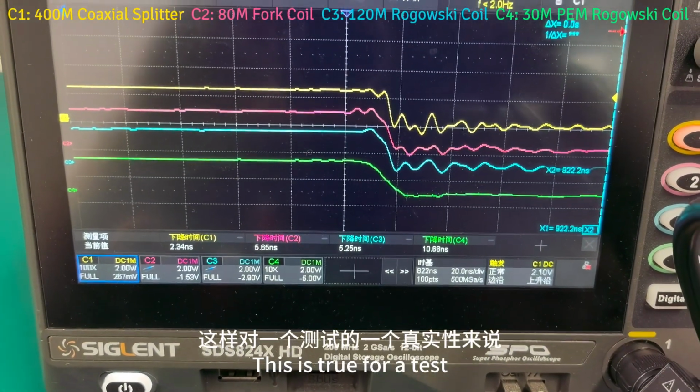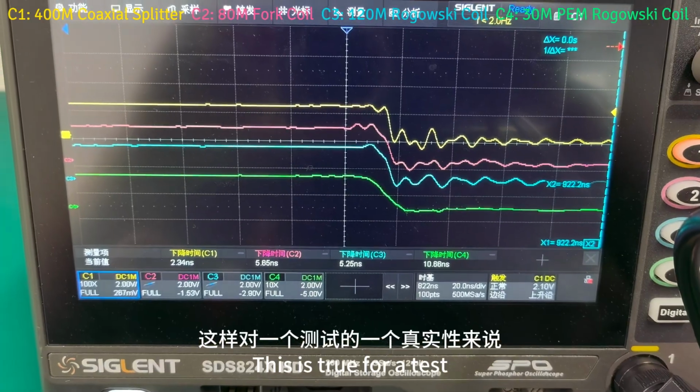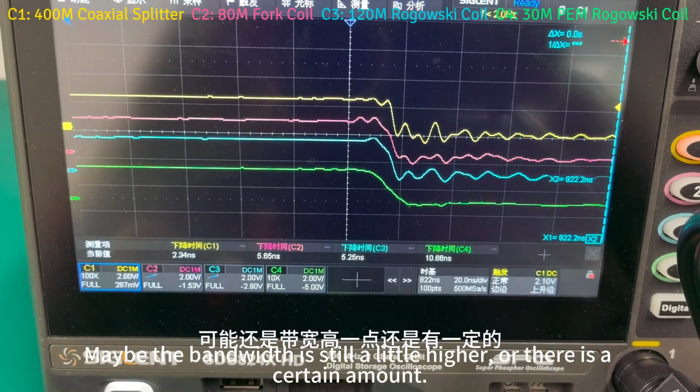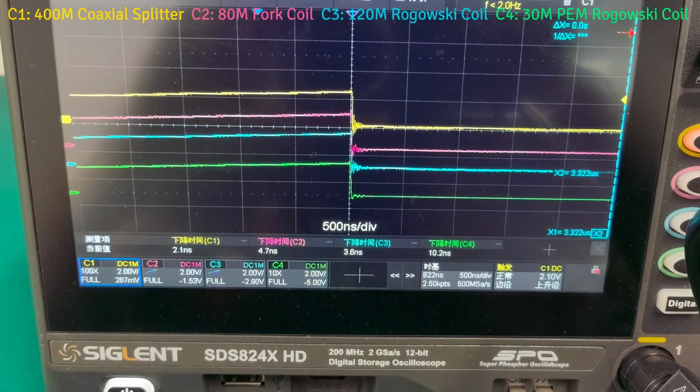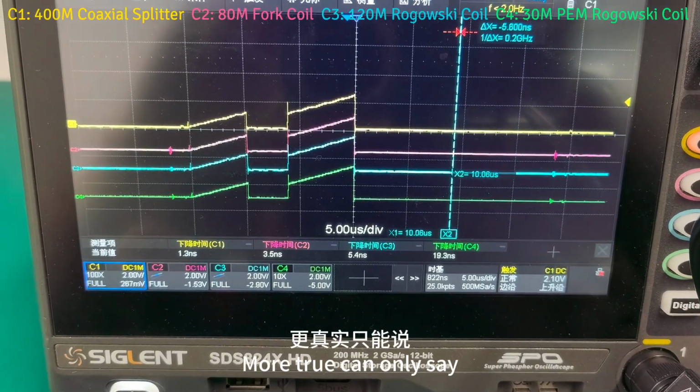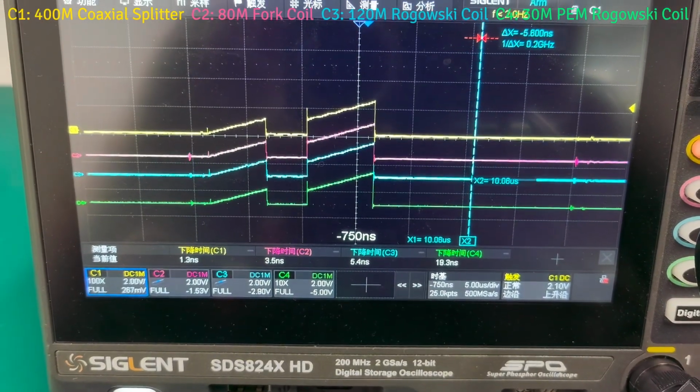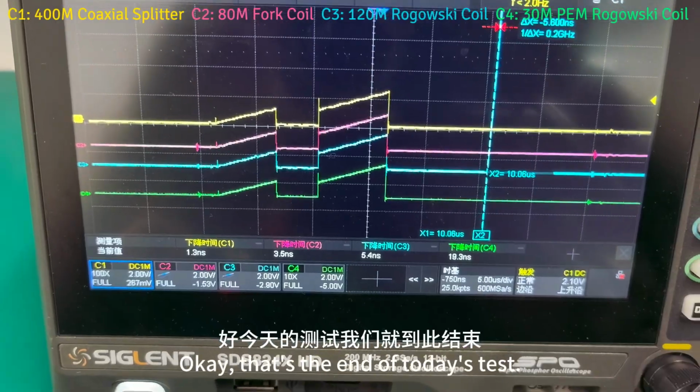This is true for a test. Maybe the bandwidth is still a little higher, or there is a certain amount more true, I can only say. Okay, that's the end of today's test.